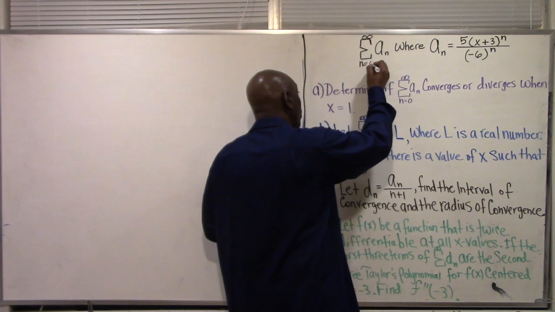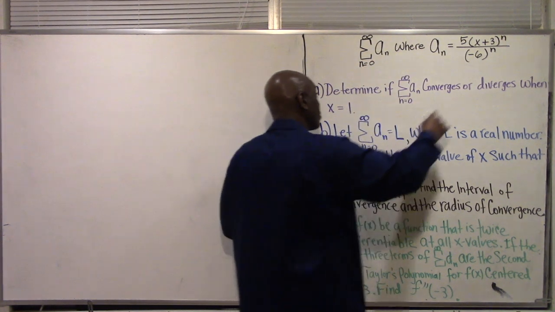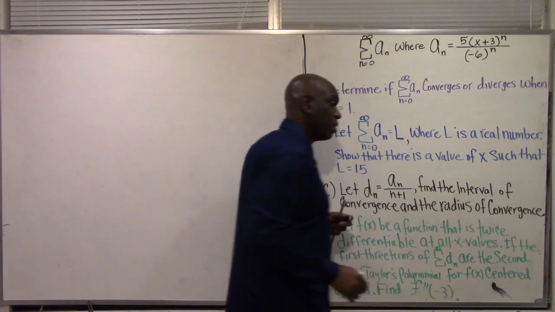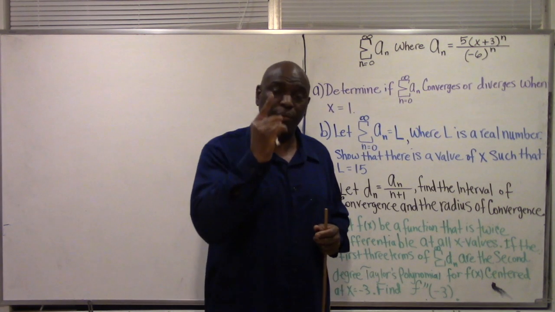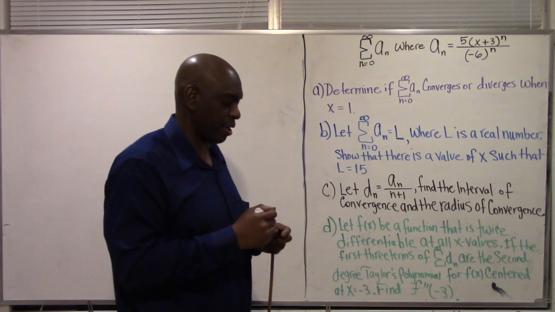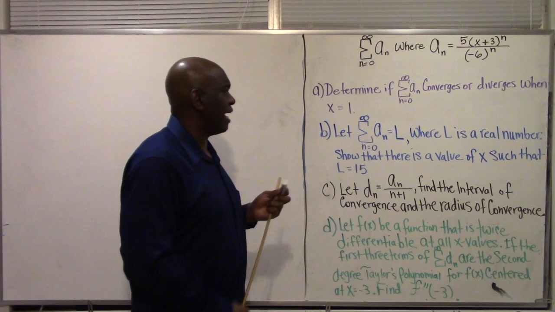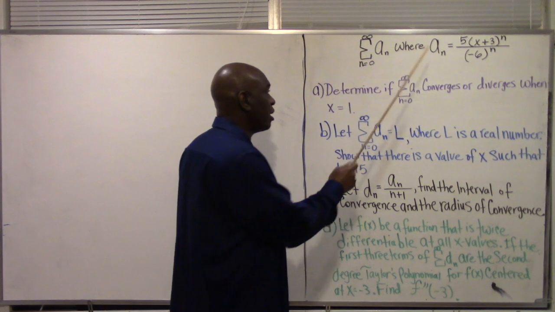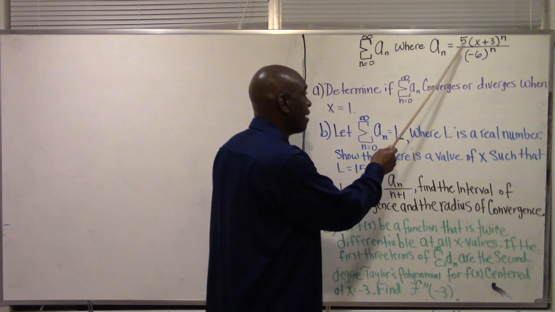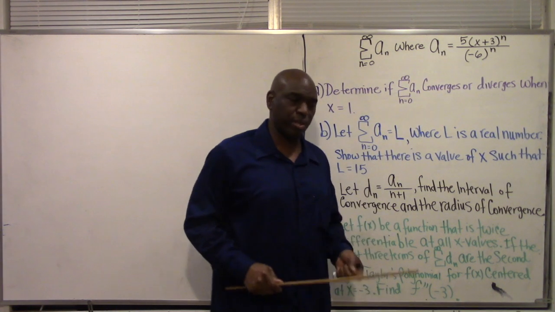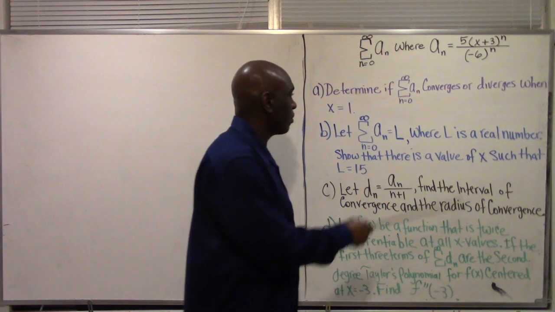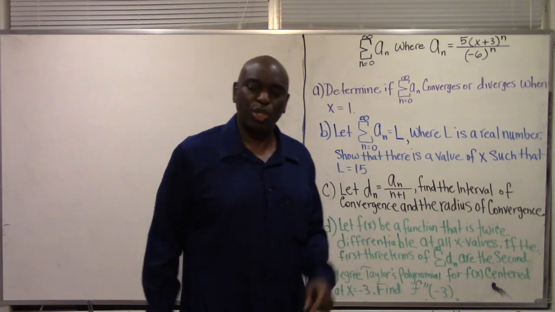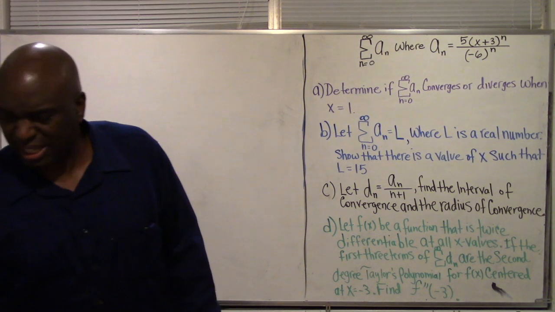But that's 0. Like, for example, (x+3)^n, if n is 0, we'll get a 1, right? So we can start with 0 in this case. So we have our series from 0 to infinity of a_n, where a_n is 5 times the quantity (x+3) to the power of n, divided by (-6) to the power of n.